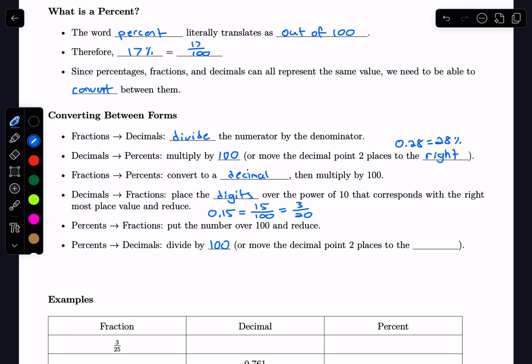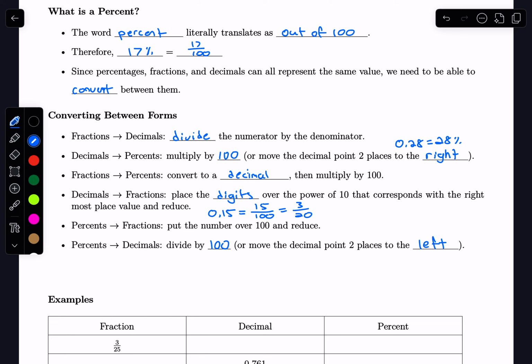And that's the same thing as moving the decimal point 2 places to the left. So if I give you 28% and I want a decimal, you just move the decimal spot 2 spots to the left and you get 0.28, which again is the exact opposite of what we did earlier. 0.28 times 100 gives you that 28%, but 28% divided by 100 turns it into the 0.28.